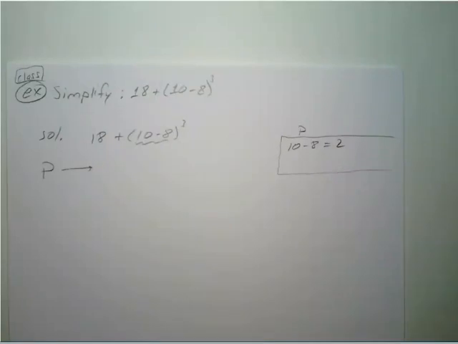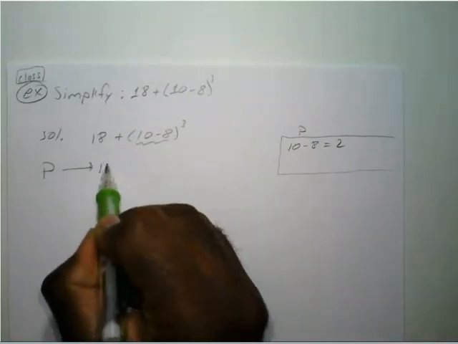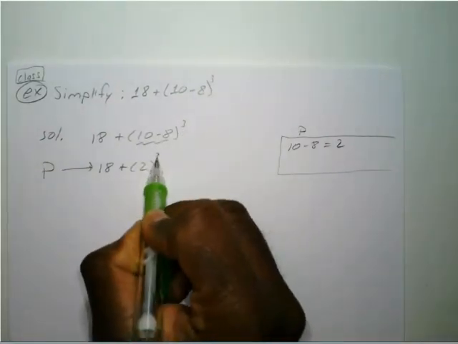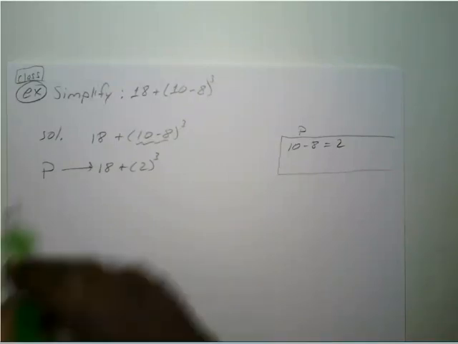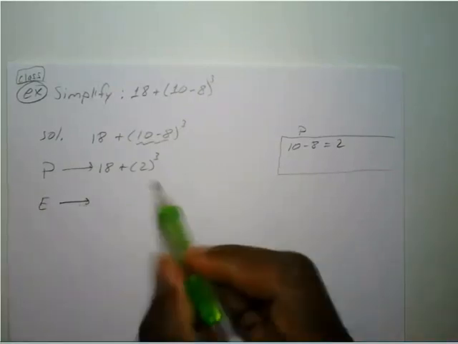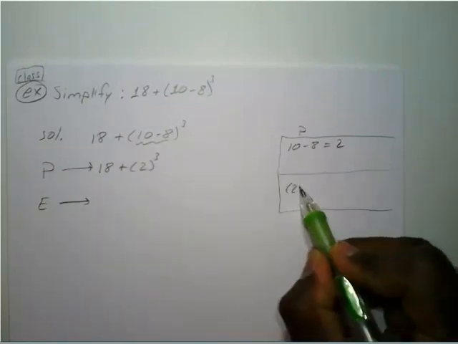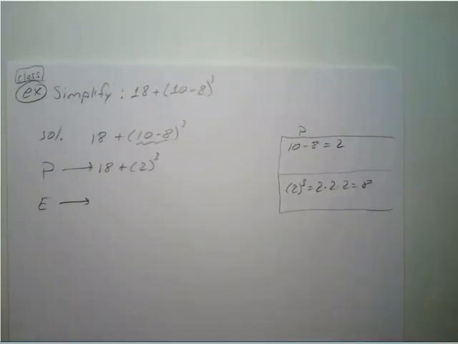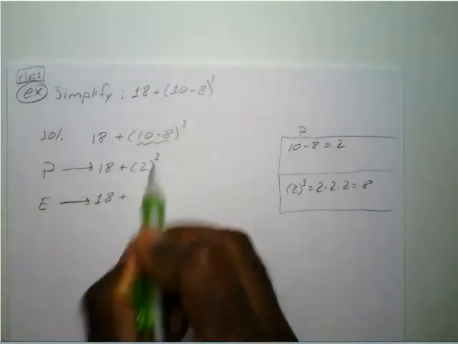Now, as we go further along, inside the parentheses is going to get a little more complicated, but starting off with just 10 minus 8, which is 2. So this becomes 18 plus (2) to the third power. Okay, so we actually do have an exponent. That's our 2 to the third power. And we know that 2 to the third power is just 2 times 2 times 2, which is 8. So here you have 18 plus 8.